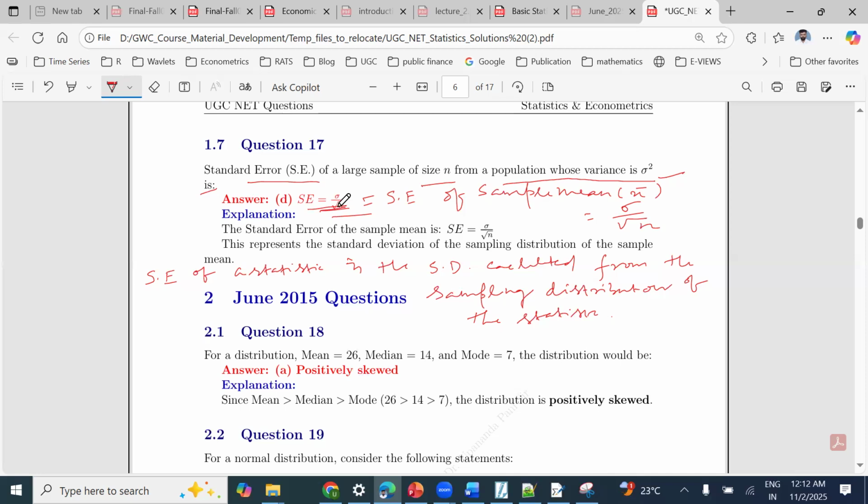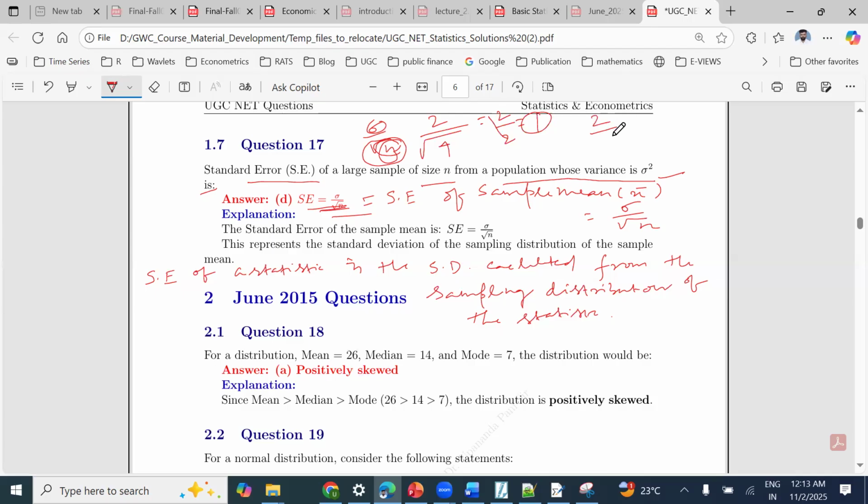It will decrease. Sigma upon root n, na? So this is a constant, so if this value increases, this whole ratio will become what? Because it is root n, you have to remember that. Suppose for example, you take standard deviation as 2, and 4 was earlier your sample size. So 2 by 2 is your 1. This is your standard error, right?